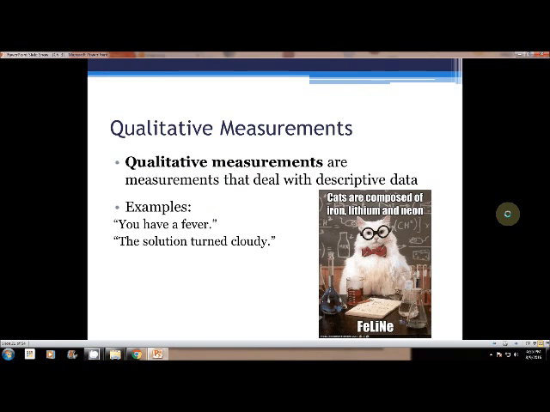Qualitative depends on the quality. It's very descriptive. So a qualitative example would be you have a fever, or the solution is cloudy, or the sky is blue. We have no numerical data associated with that measurement, and so that's just describing, so it's qualitative.